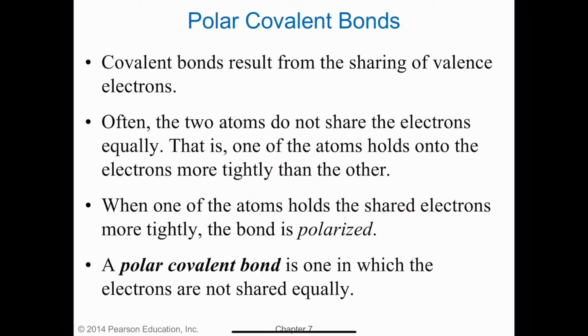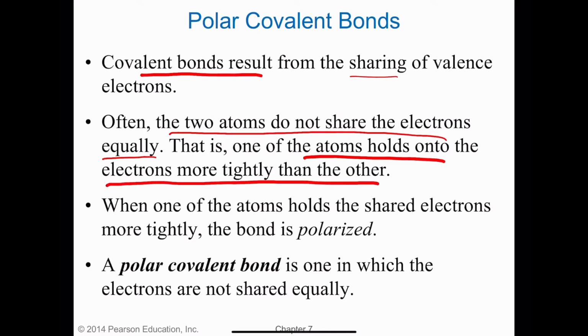So with these Lewis structures, we've been talking about how the electrons are shared. We draw the pair of electrons in between the two atoms because they are being shared. Covalent bonds, because they are sharing electrons, sometimes don't share evenly. Often the two atoms do not share the electrons equally. That is, one of the atoms holds onto the electrons more tightly than the other.